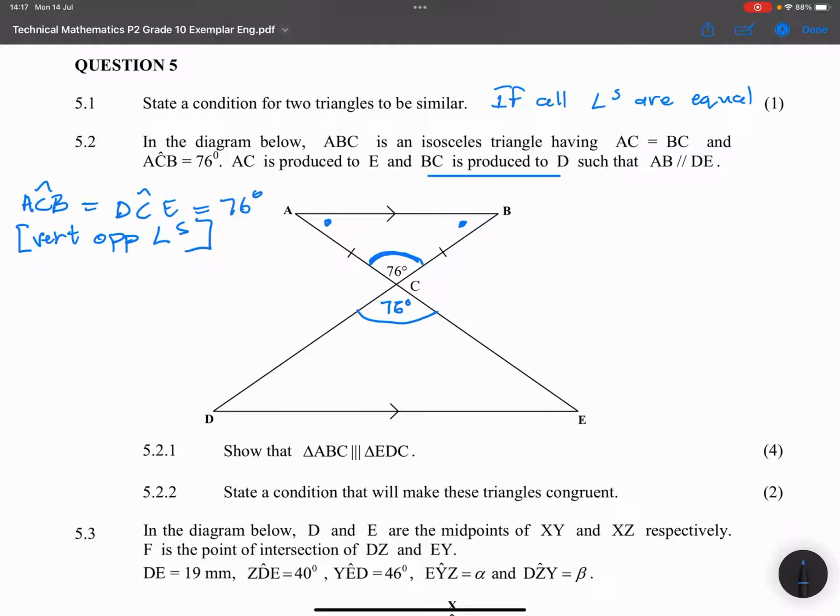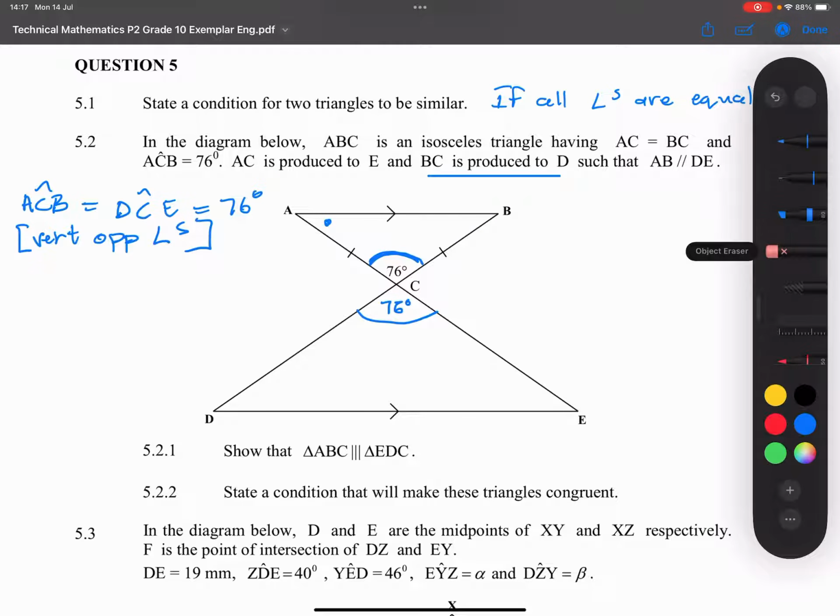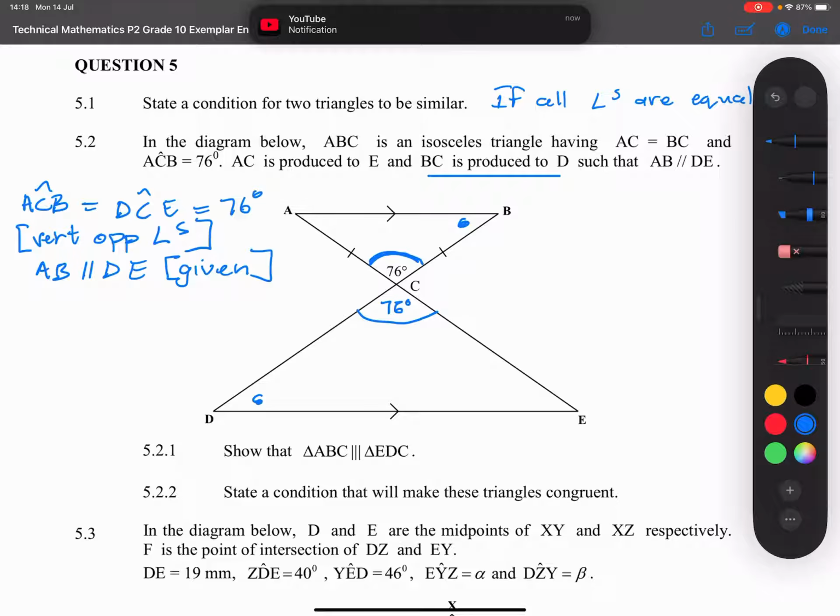Note again, what do we know? That angle B over there would be equal to angle D. Why? Because we've got a pair of alternate angles. Why? Because AB is parallel to DE. They've already told us that AB is parallel to DE. That's given. And so what it means is that angle B is equal to angle D.